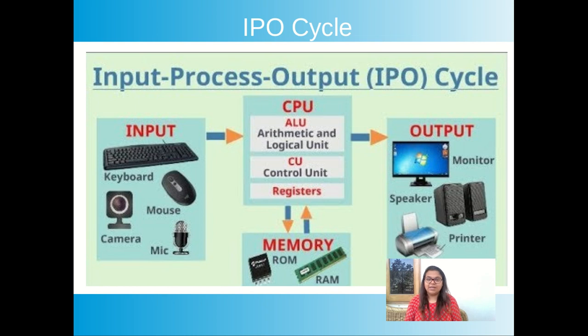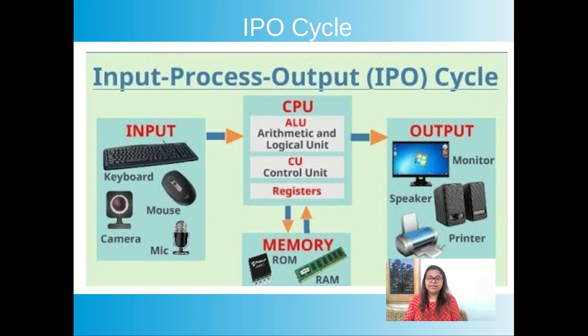Now let us understand the IPO cycle with an example. Suppose we give an input 2 plus 5. This input is given using your input device, the keyboard. So you type 2 plus 5 on the keyboard. Now this input is given to the processing unit. In the processing unit, the CU, that is your control unit, is the one which will control the complete processing part, that is the complete IPO cycle.